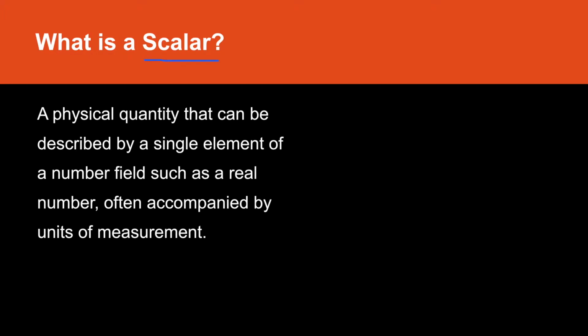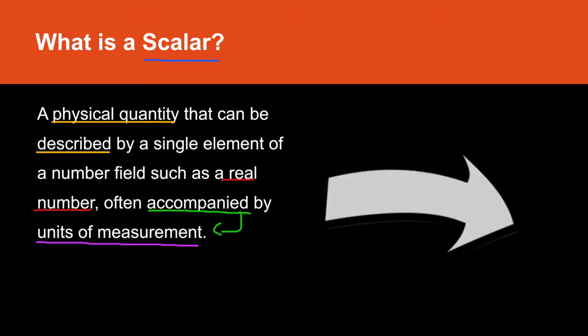So let's just underline some facts. It's a physical quantity. It can be described by a single element, so it can be a real number, and it's accompanied by a unit of measurement. Alright, so we just broke down our definition, and we have an arrow apparently. I wonder what that means.